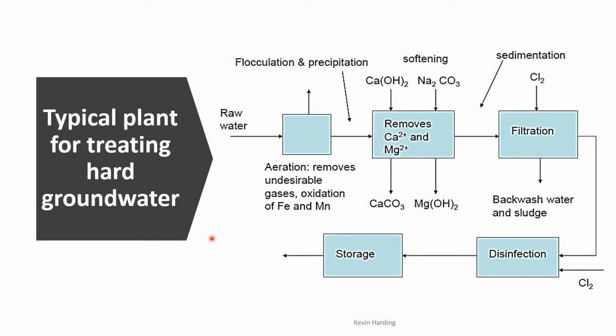In terms of a typical plant to treat hard water, this is more on the drinking water side and not necessarily on the wastewater treatment side. Typically, you will have raw water coming in, flocculation, precipitation. There are then softening agents that you can add, so we add different chemicals, the calciums and the sodiums. What that does is remove the Ca2+ and the Mg2+, which cause the hardness, and instead of Ca(OH)2 you get CaCO3. We then filter it to make sure the chemicals come out, disinfect, as we said, with chlorine, and then the storage isn't really a storage, it's let's send that water out for drinking.